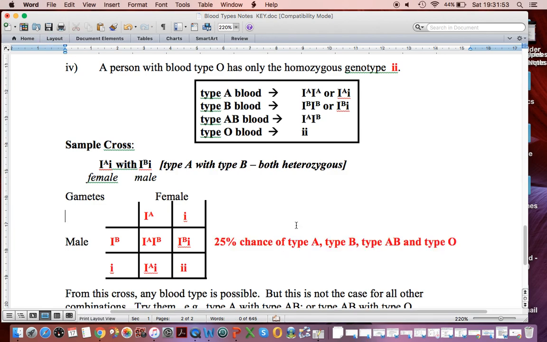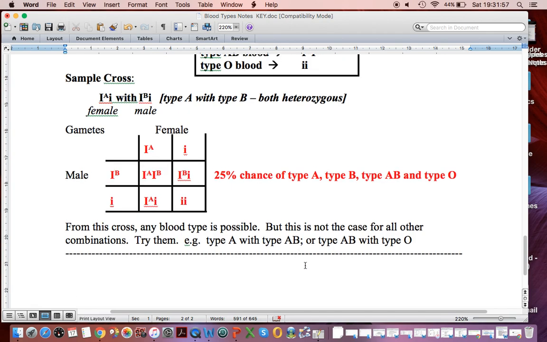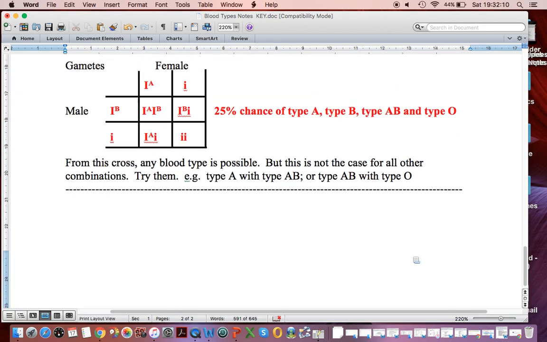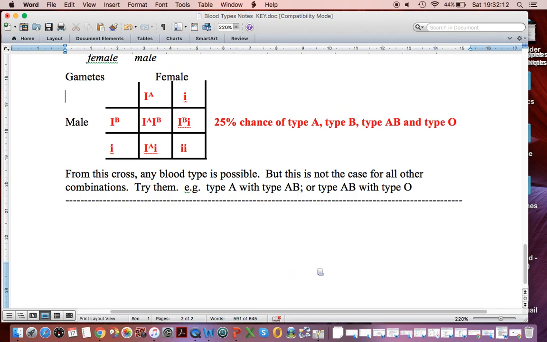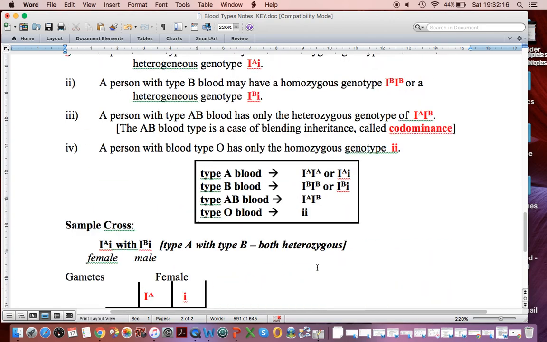It's a 25% chance of each blood type. And this is certainly not going to be the case for other combinations. And you can try some of your own. I haven't said if it's homozygous or heterozygous. You can decide there. And you can try a type AB with a type O. So that's what this space is. Try it out. And if you're having problems, send me an email, ask questions.